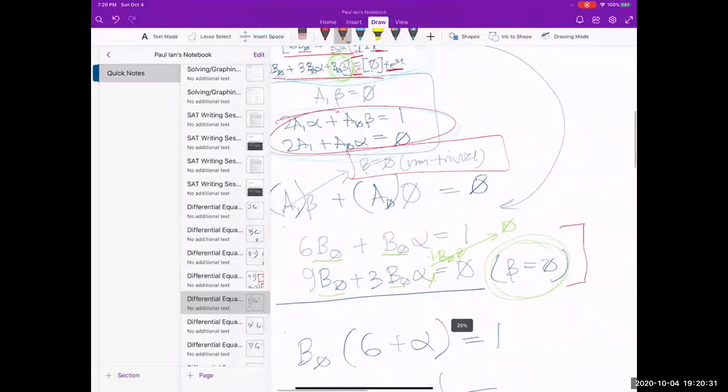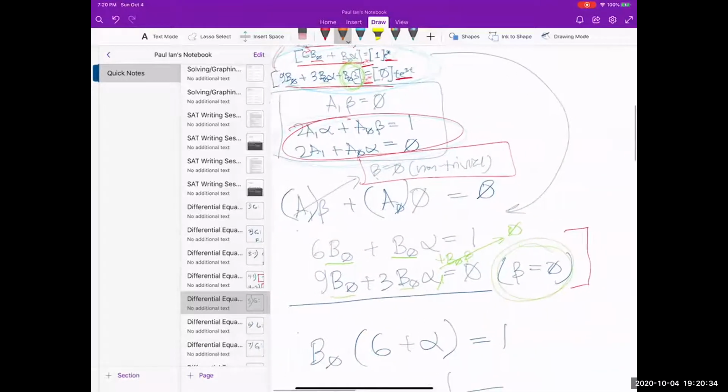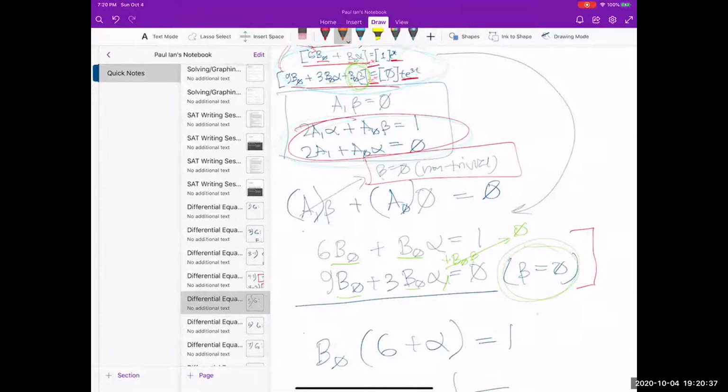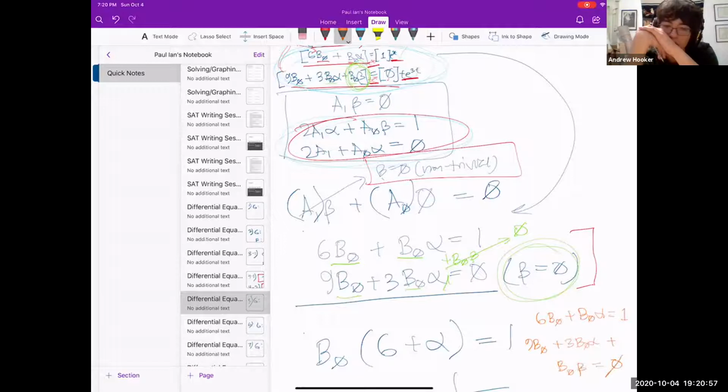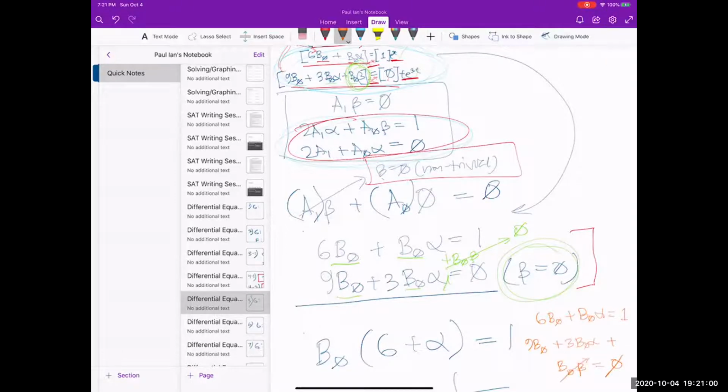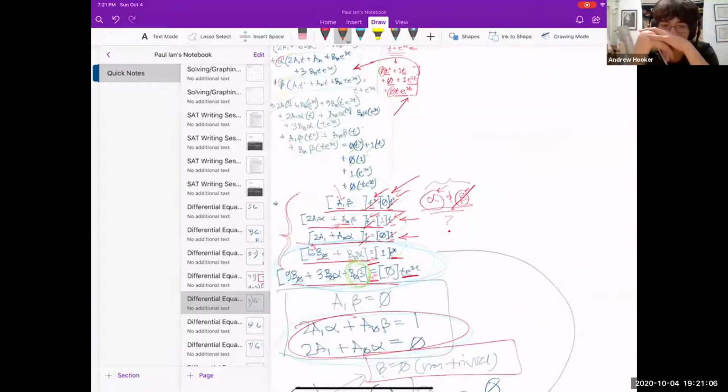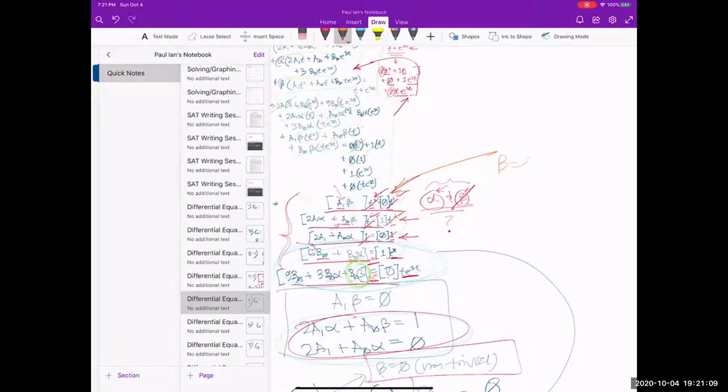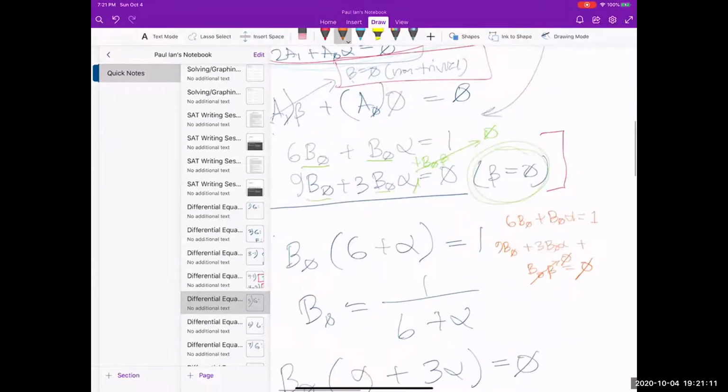If you take a look at how we have this here, I'm going to write it right here. 6b naught, the first equation, plus b naught alpha equals 1. The second equation is 9b naught plus 3b naught alpha, and I'm going to write down here plus b naught beta equals 0. So beta is 0, right? That's what we solved for. We solved for it right here. Beta equals 0, so let's just plug that in.